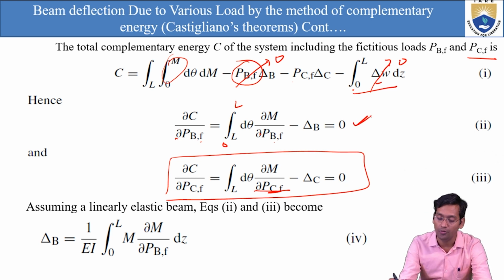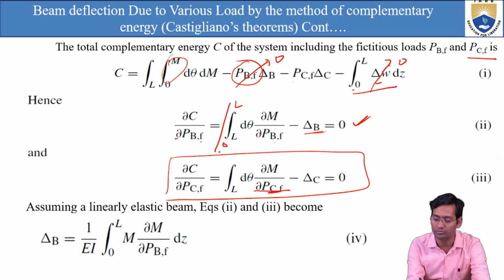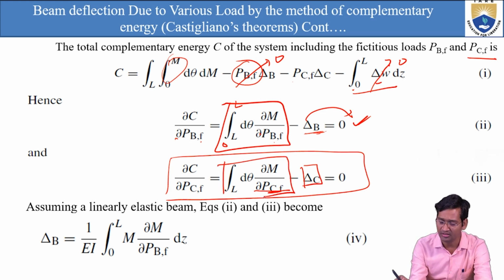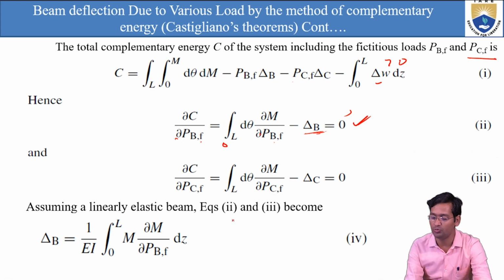Now why is this 0? Because of the complementary energy equation that we already derived for the equilibrium, that must be equal to 0, then only it will be in equilibrium. So after putting 0 from here, what we can say is delta B equals this one, right? Take this side, so delta B equals this one. Similarly, delta C equals this one, right? So now assuming a linearly elastic beam, equations 2 and 3.